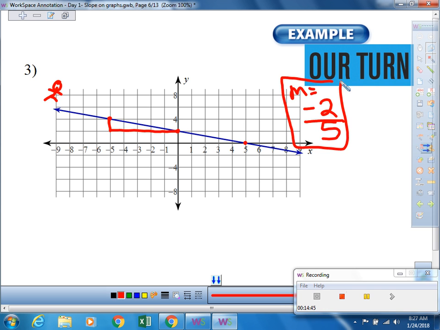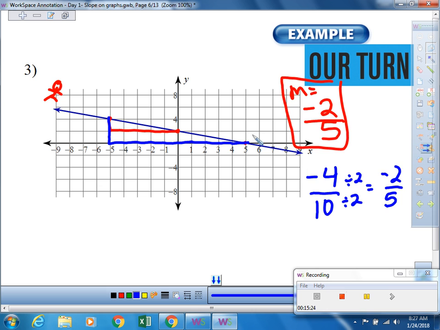Okay, so let's look at what would happen if I went from this point to this point. How many am I going down? 2, 4. So I went down 4, so it's negative. And how many am I running over? 1, 2, 3, 4, 5, 6, 7, 8, 9, 10. Can I simplify that? I can divide them both by 2. So I get negative 2/5. Did I get the same thing? Yes.